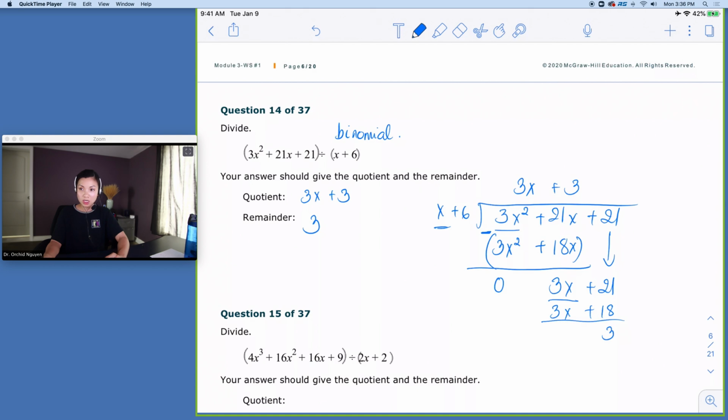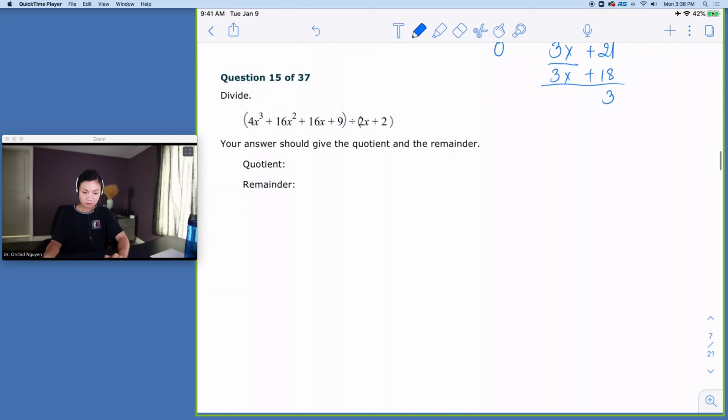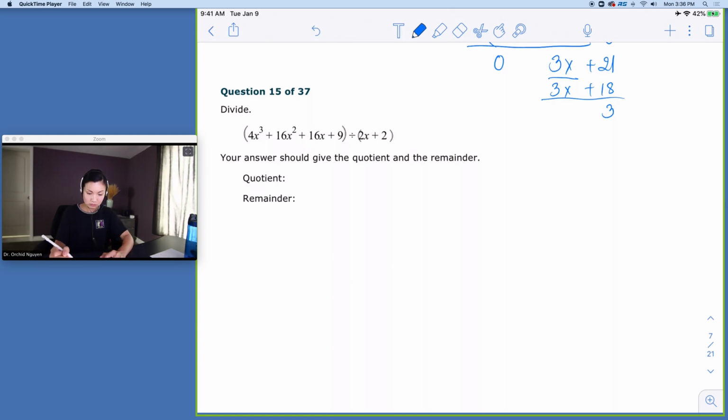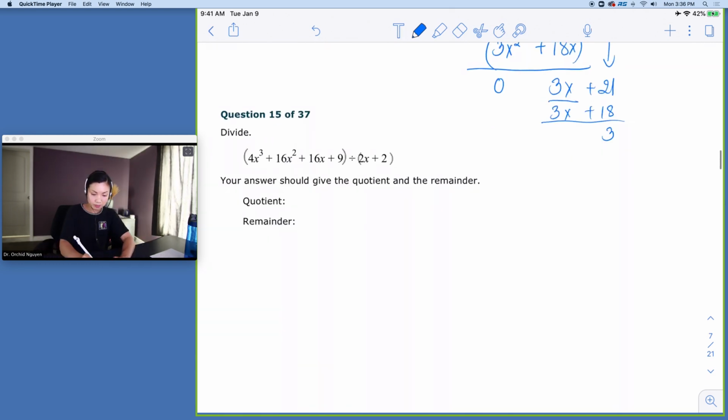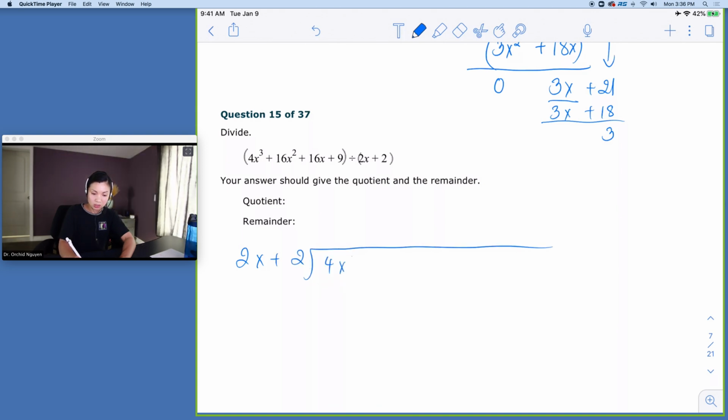Okay, we're going to do the exact same thing for number 15. I have room, so I'm going to put it down here. It's just slightly longer.